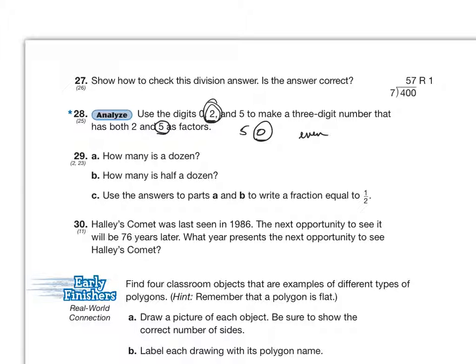All right, 30. Halley's Comet was last seen in 1986. Actually, it's been sooner than that, but we'll just go along with that. The next opportunity to see it will be 76 years later. Oh, nope, I'm wrong. We haven't seen it yet. 86 plus 76 is quite a ways. I remember when that went by. I was alive then. 76 plus 86 is what you need to add. So it's going to be 2,000 and something, right? So I'm just going to help you out. 1986, and then I'm going to add the 76, and that will give us our answer.